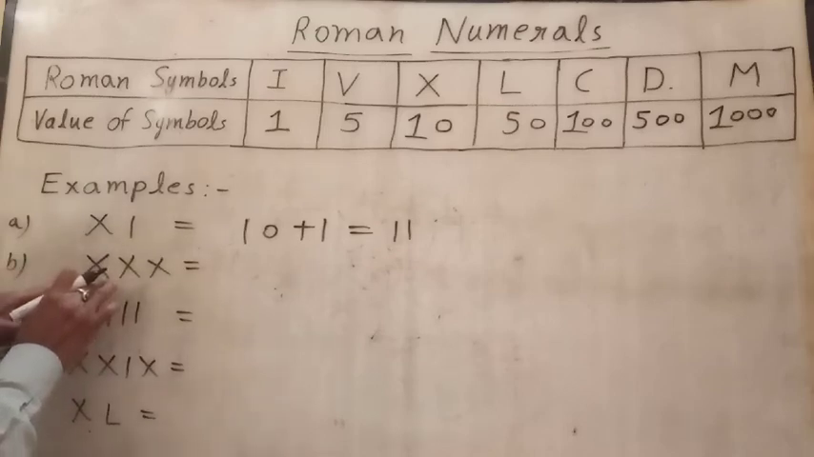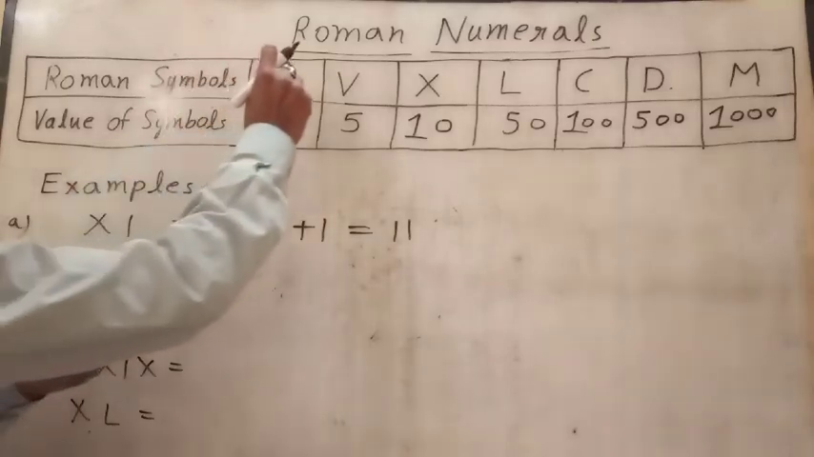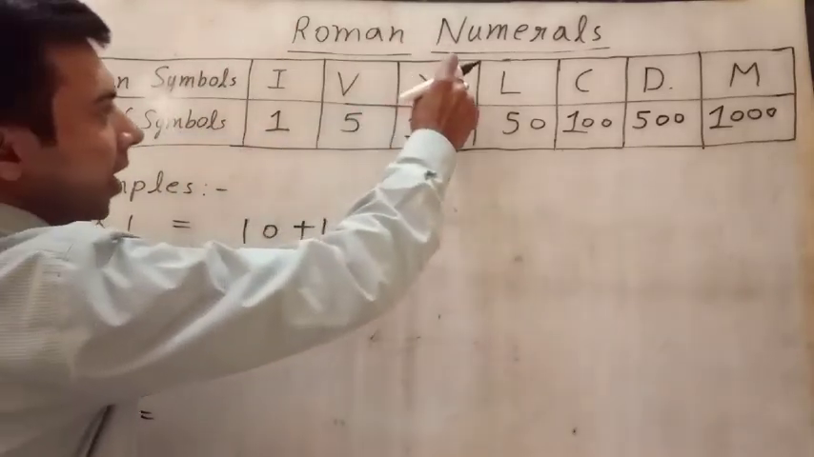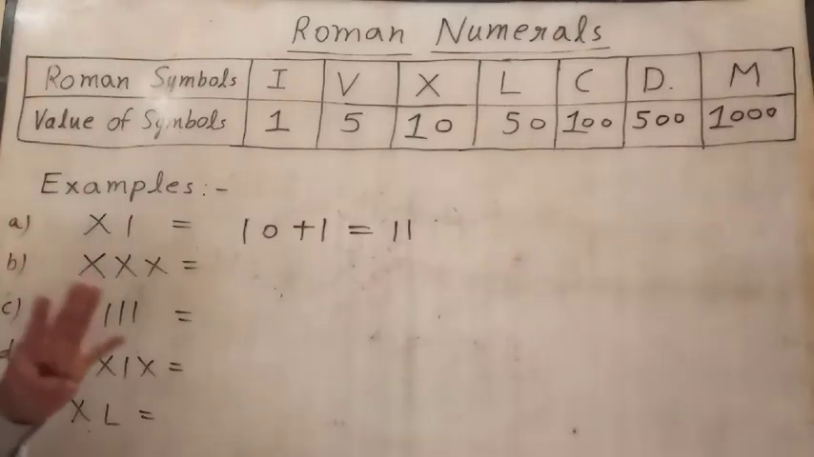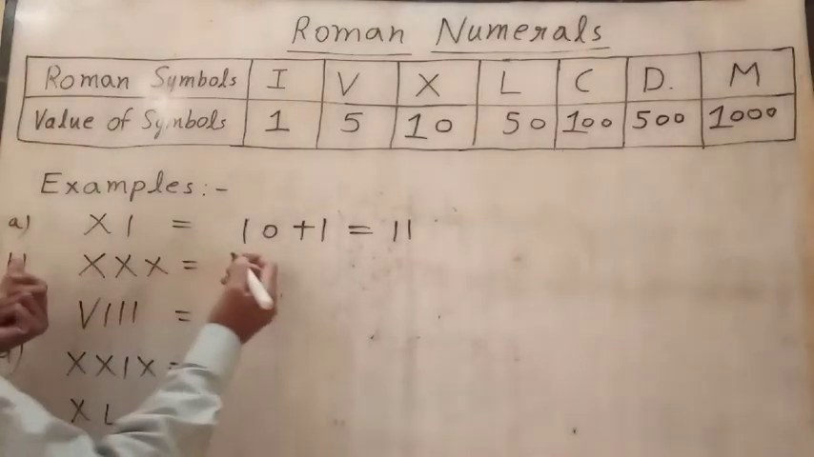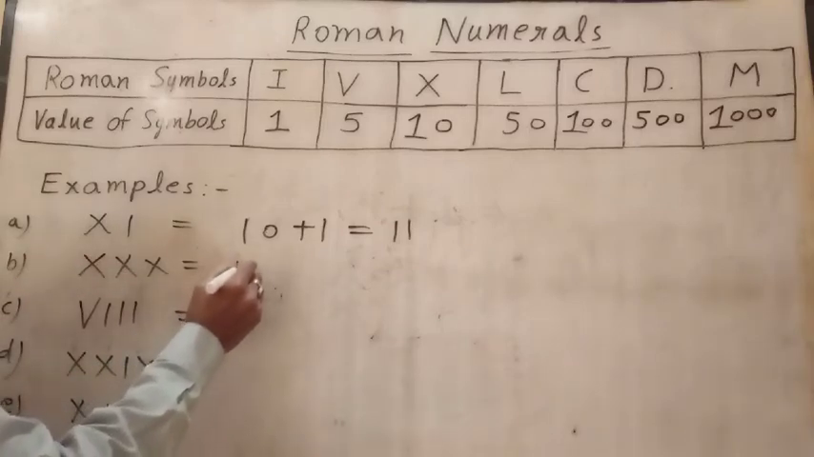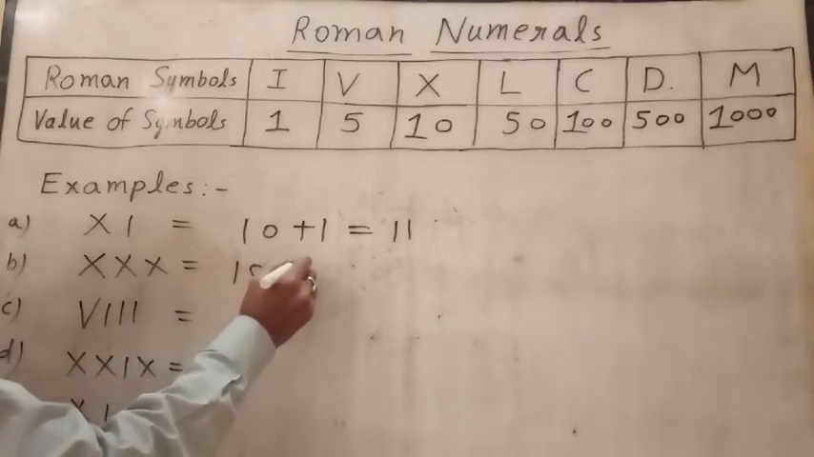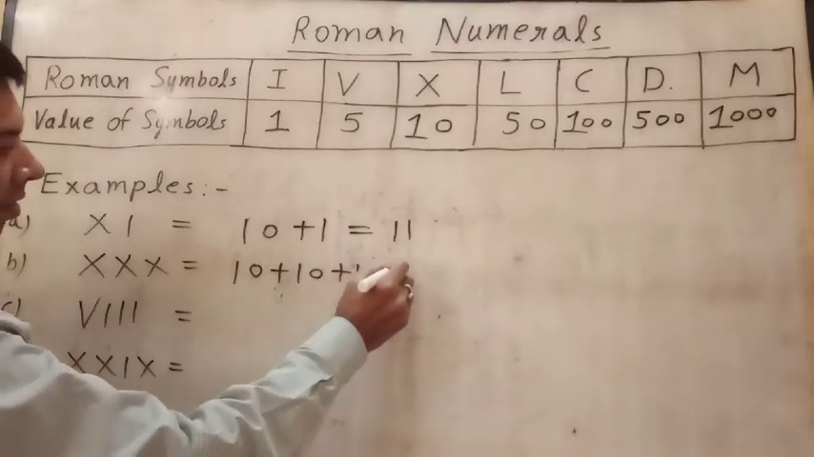Value of X is 10. And as I have said, we can repeat I, X, C, M, and only 3 times. So here X is written 3 times. So what do we do? We add. 10 plus 10 plus 10.